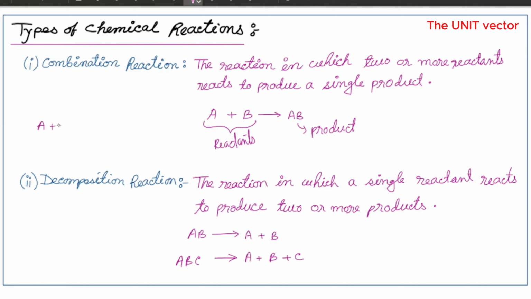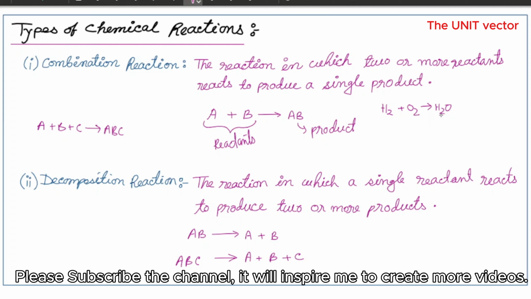Let's say A, B, and C. There are three reactants and they react to produce a single product, ABC. Such reactions are called combination reaction. For example, hydrogen gas and oxygen gas react to produce water. In this reaction, hydrogen and oxygen are the reactants, but H2O, that is water, is the product. So this is an example of combination reaction.